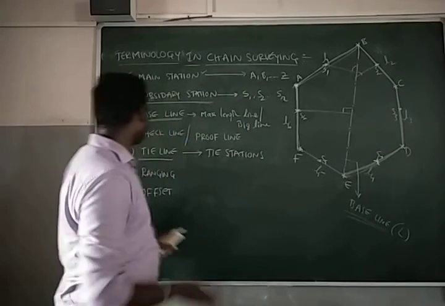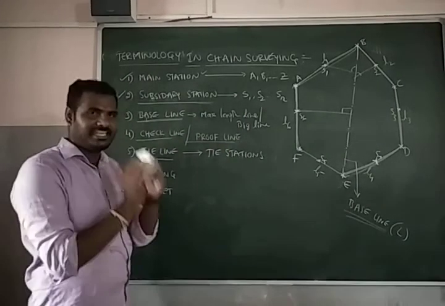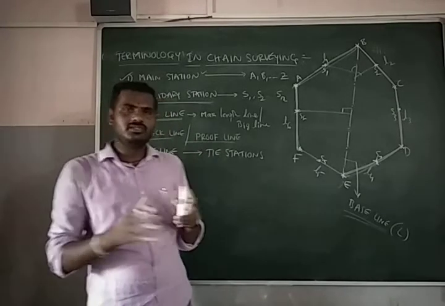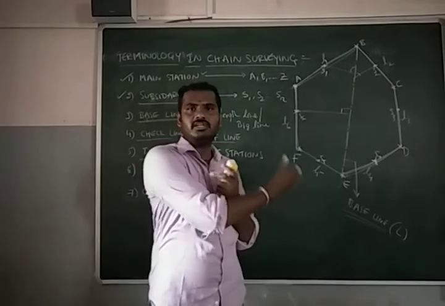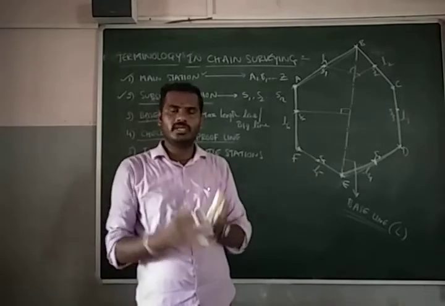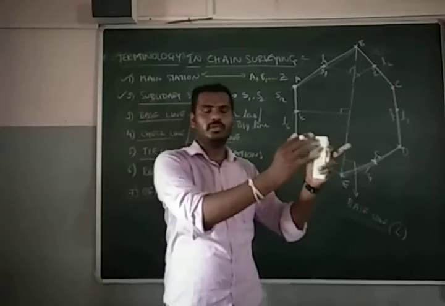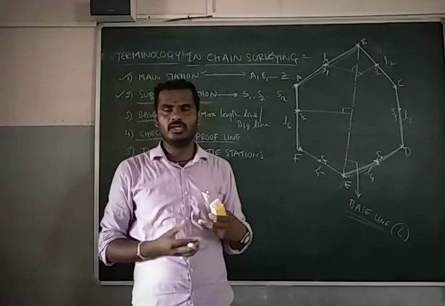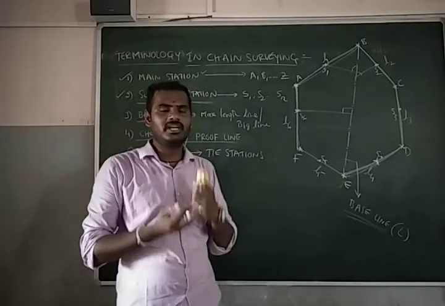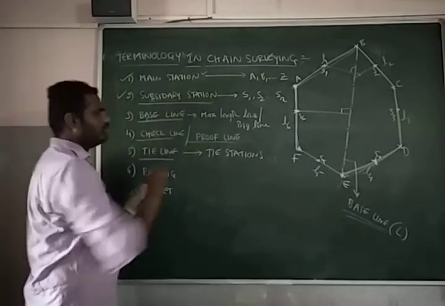And the next one, check line or proof line. This is also very important. The name itself is telling check line or proof line. As we discussed just now in the unsuitability and suitability of chain surveying conditions, the last point is regarding the scale. We have large scales and small scales. Whatever we measure on the ground, we need to plot over a paper or a drawing sheet. So for the purpose of checking whether our drawing is right or wrong, we go through this check line or proof line.